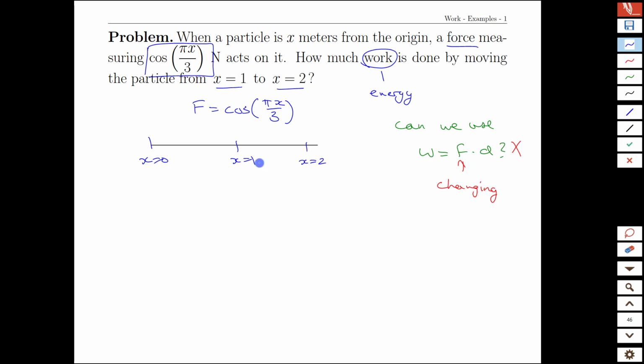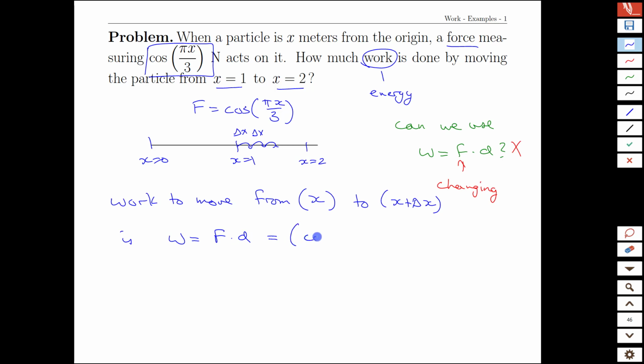Fortunately, the strategy we have developed already works like a charm here. Imagine moving this particle a little bit, a little bit, and a little bit. How much are each of those little bits? Delta x sounds like a convenient notation to use, or a convenient interval to use. And so the work to move from some position x to some new position, x plus delta x, is going to equal work, which is force times distance, which is going to be our cosine pi x over 3 times the distance we're moving, which is delta x. And the reason we can use that is because this is approximately constant on that small interval. That is our gateway.